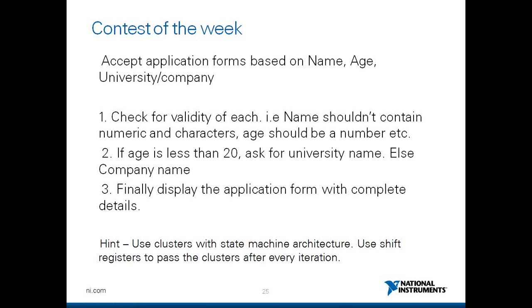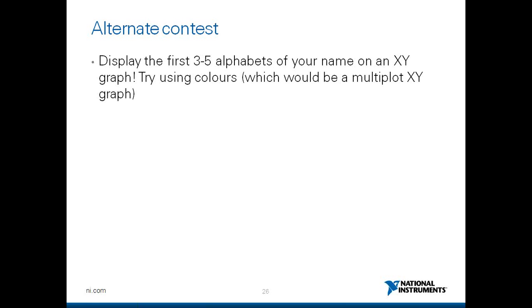And we have another alternate question for this week. Try displaying the first 3 to 5 alphabets of your name on an XY graph. You could try using colors, and when you use colors, you will have to use multiple plots. Go with whichever question you're more comfortable with, and we look forward to your participation on the community.